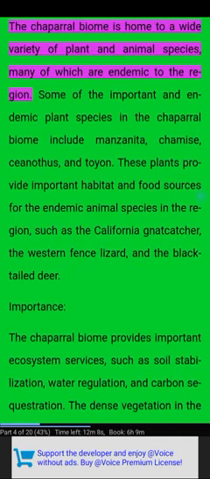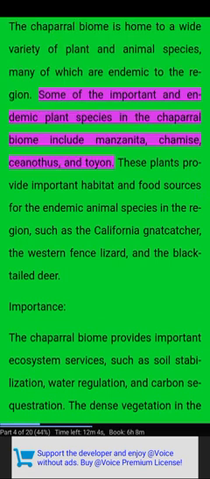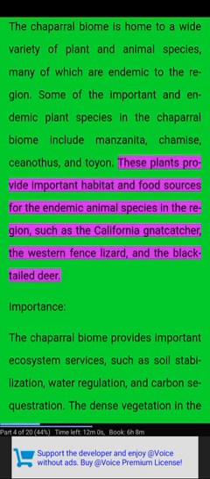The chaparral biome is home to a wide variety of plant and animal species, many of which are endemic to the region. Some of the important and endemic plant species in the chaparral biome include manzanita, chamise, ceanothus, and toyon. These plants provide important habitat and food sources for the endemic animal species in the region, such as the California gnatcatcher, the western fence lizard, and the black-tailed deer.